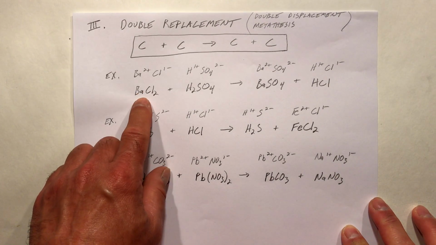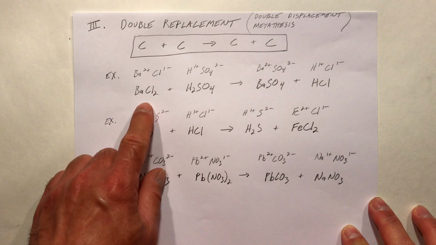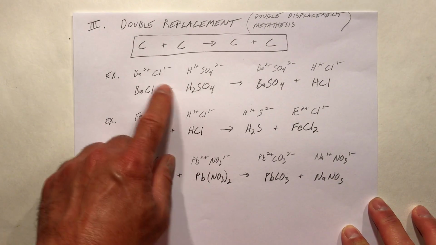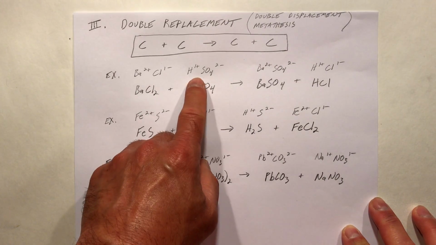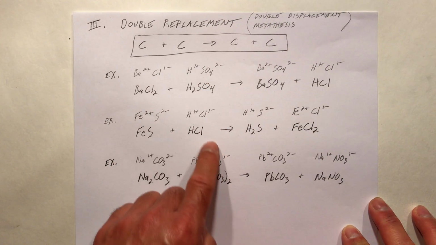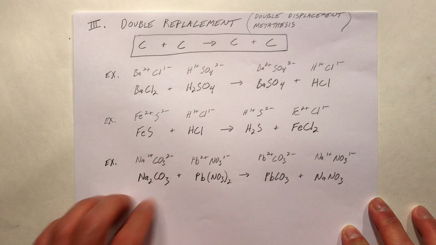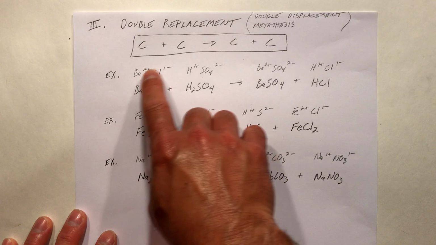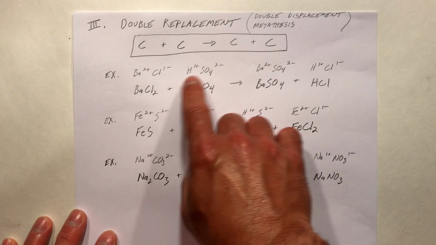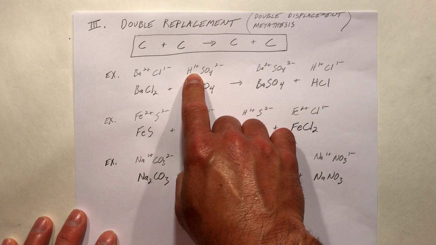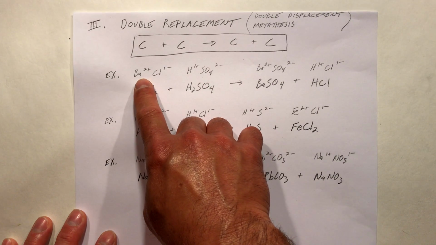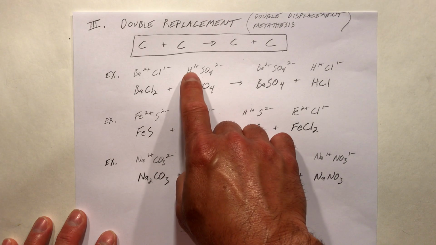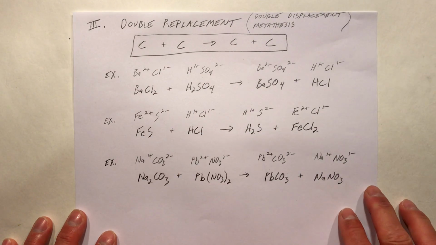Here's our first example. Ba2 plus and Cl1 minus forms BaCl2 when we crisscross and reduce it. Can't really reduce 1 and 2, but I guess when we crisscross it. H1 plus and SO4 2 minus crisscrosses to give H2SO4. And what we're going to do is change dance partners. Now we're going to take this positive and combine it with that negative. Now we'd never combine positive with positive because like charges repel. So positive and negative from two different compounds, and again positive and negative from two different compounds.